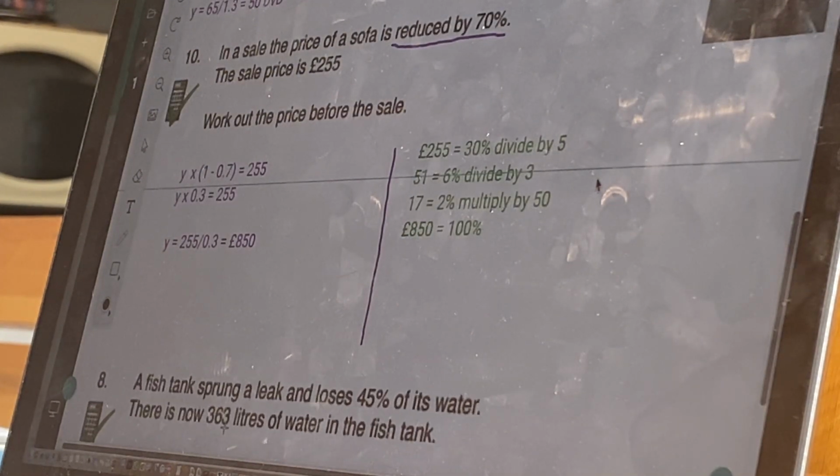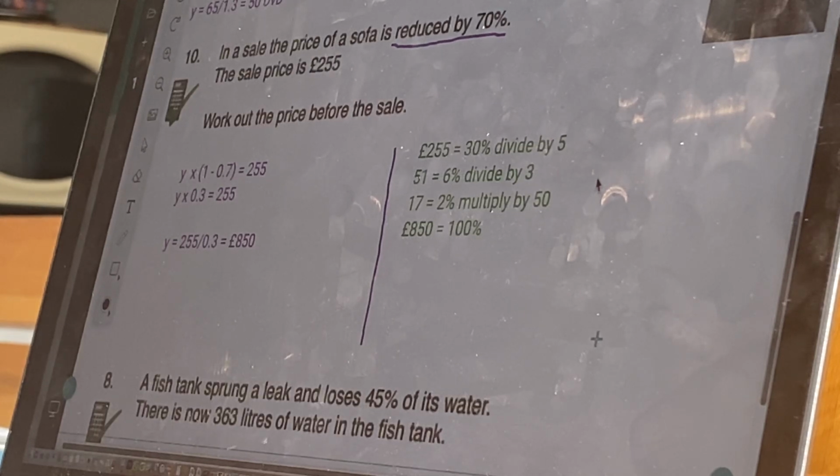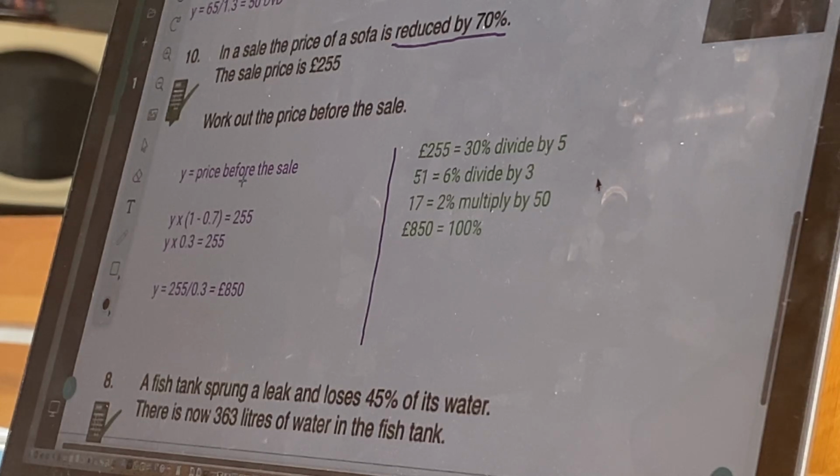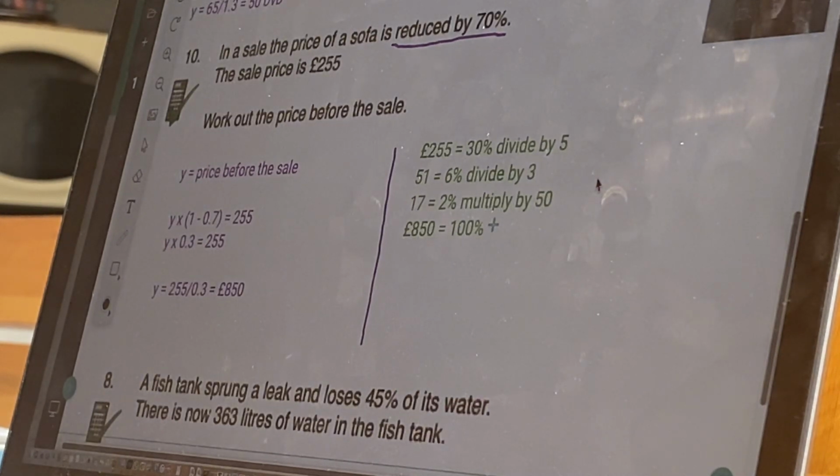So we use y. What's y? Y is just the price before the sale. So y equals 850. I could call it anything. It doesn't have to be Y. I'm just calling it Y because it's easier to put that in the equation rather than writing price before the sale.